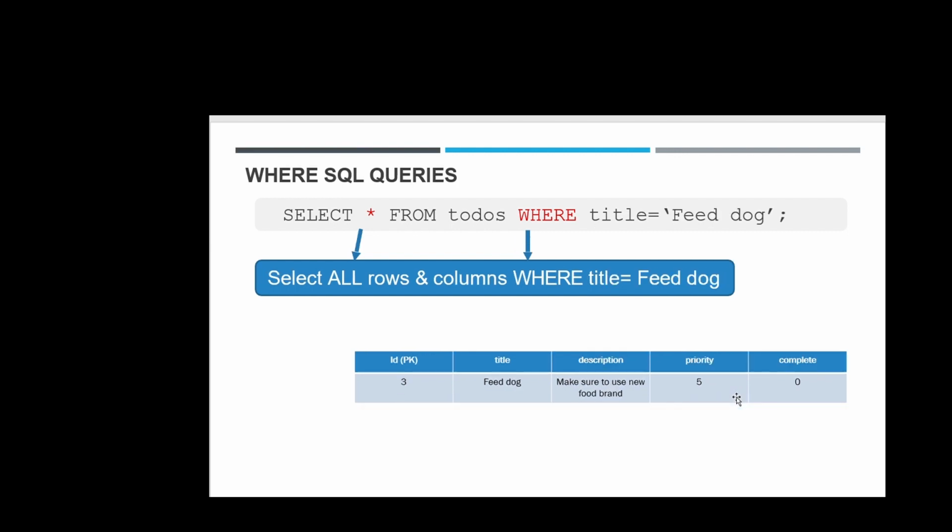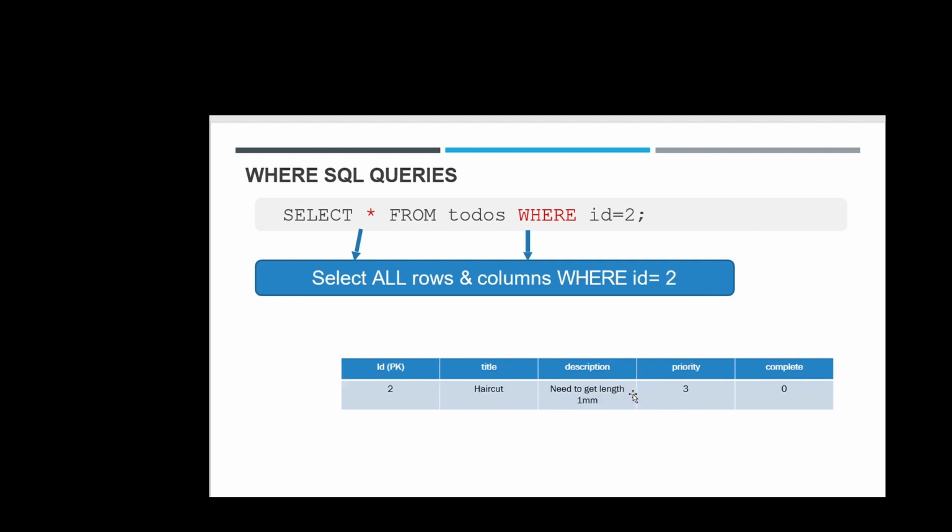We can also filter on other columns. We can filter with the title column, where title is equal to feed dog. The syntax is very intuitive and user-friendly, and when you read the query you understand its meaning. Here you can see that for the title feed dog we have just one record in the database, which is this one: ID 3, title feed dog, with the description make sure to use new food brand. The priority is 5 and complete is 0, so it's not complete yet. We can also use the ID to do the filtering.